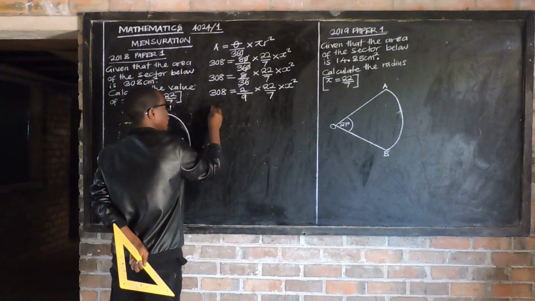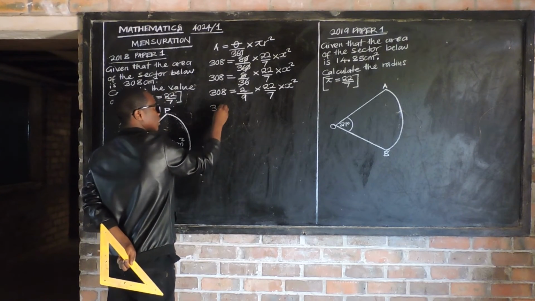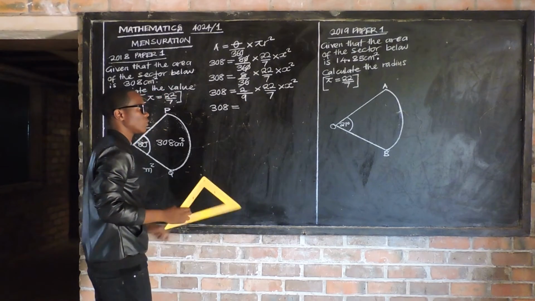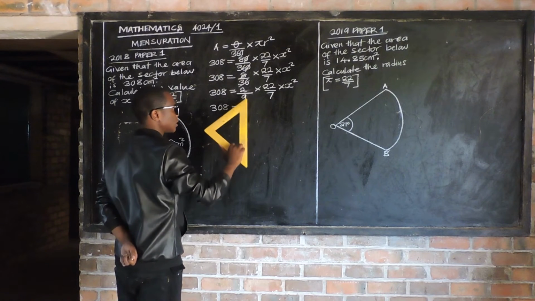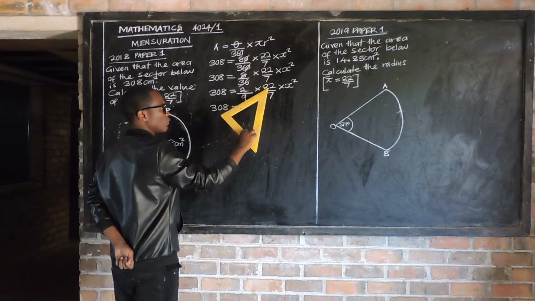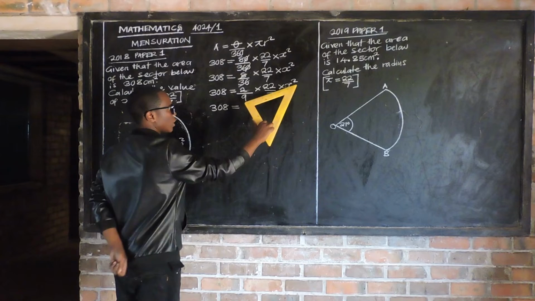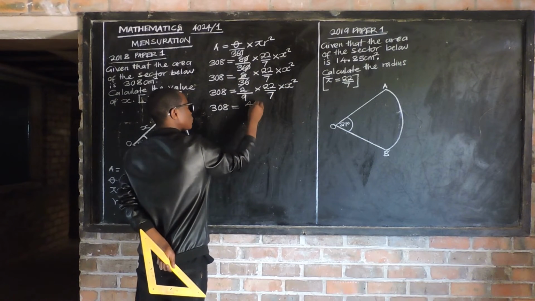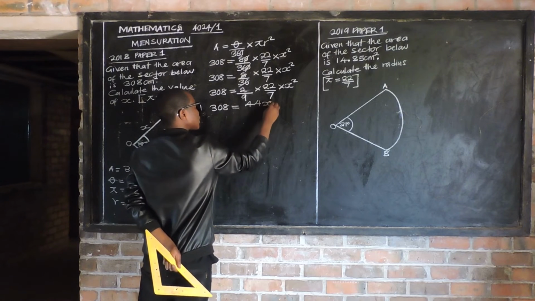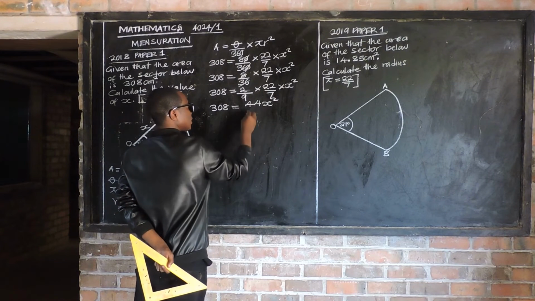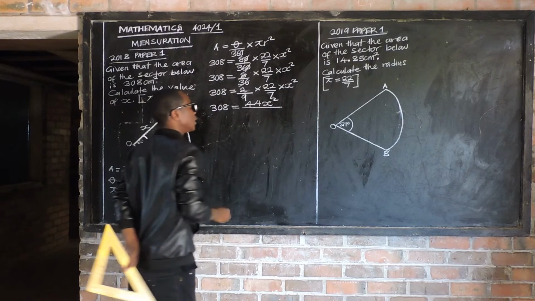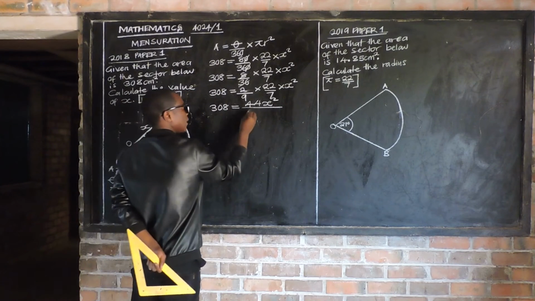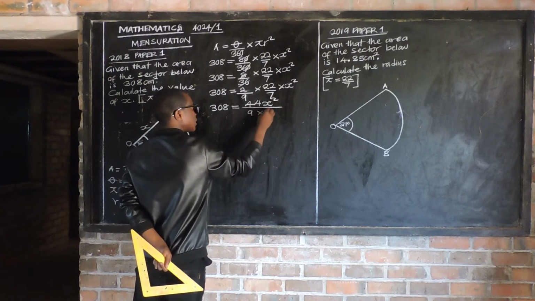We maintain the area, 308, is equal to, and you can multiply the numerators across and the denominators across. So 2 times 22 you get 44, and 44 times x squared gives 44x squared, over. Now to avoid big numbers, you can just say 9 times 7.